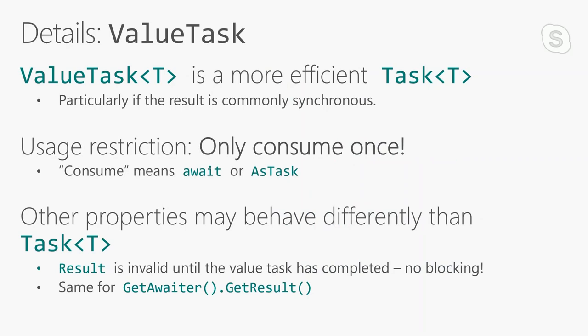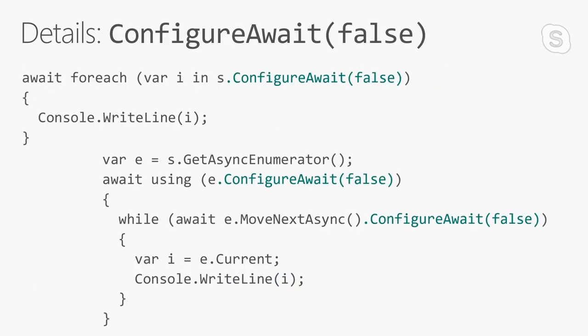One more note on the details before we continue on is that ConfigureAwait(false) is actually supported by async streams. You can just stick a .ConfigureAwait(false) in your consumption there, and every await that's generated by the compiler gets that ConfigureAwait(false).